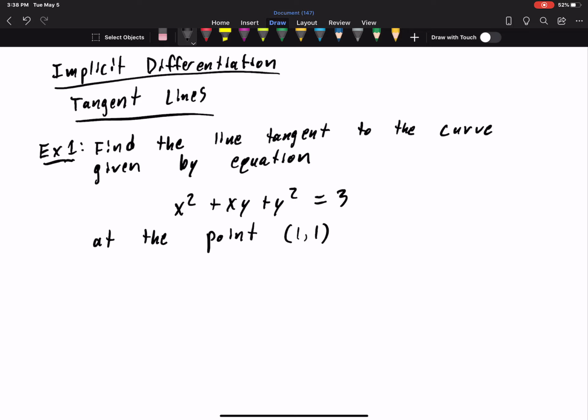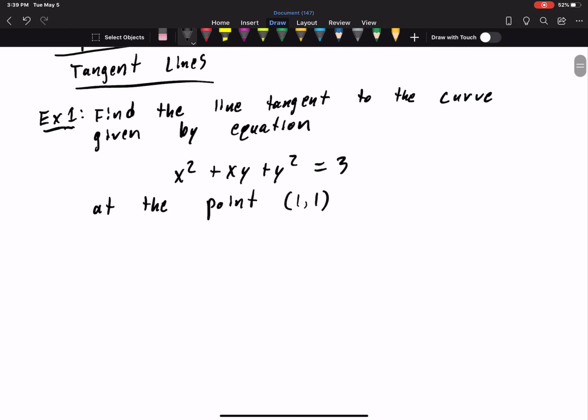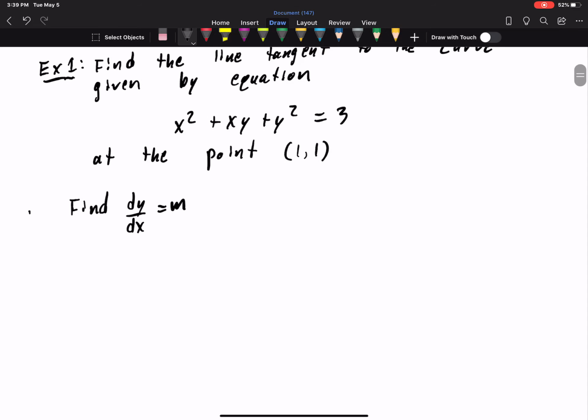Okay? All right, so we need to first derive this implicitly. Before we can find tangent lines, we need to find slope, right? So we need to find dy dx, which is going to be the slope of our tangent line. That's our first goal. And looking at the equation, we need to derive this implicitly.